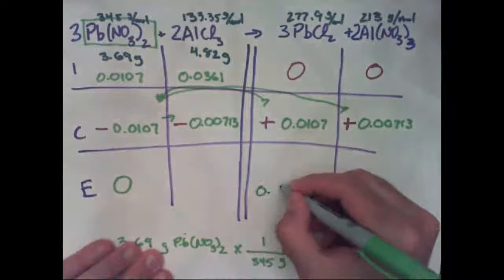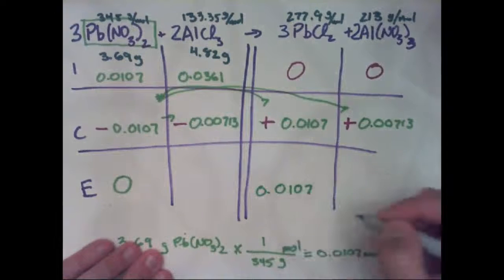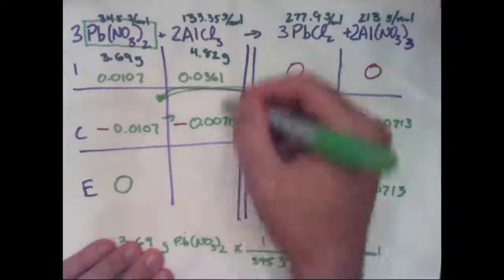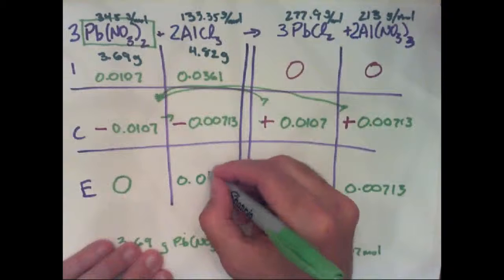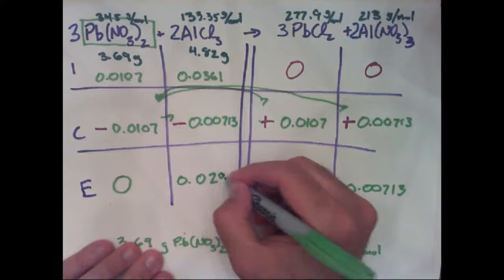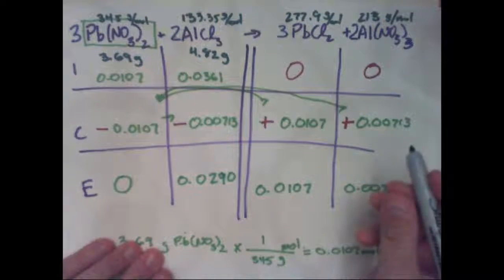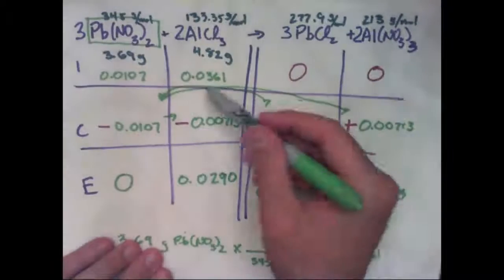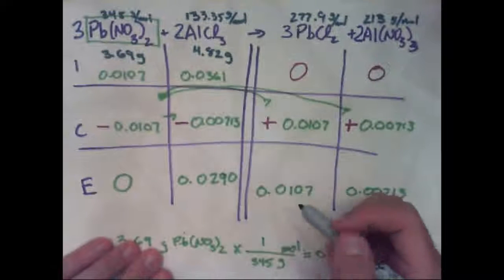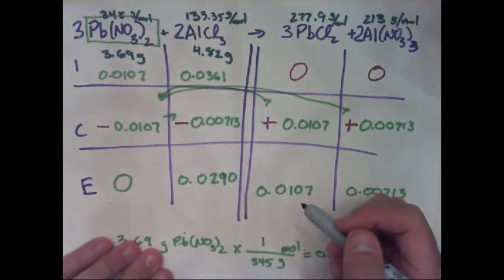We go 0.0107 moles, 0.00713 moles, and then we subtract these two, and you get 0.0290 moles. Right, okay. You have to keep 3 significant figures, so that's always the hard part, is keeping 3 sig figs. Okay, maybe not the hard part, but the part that you have to make sure you remember.